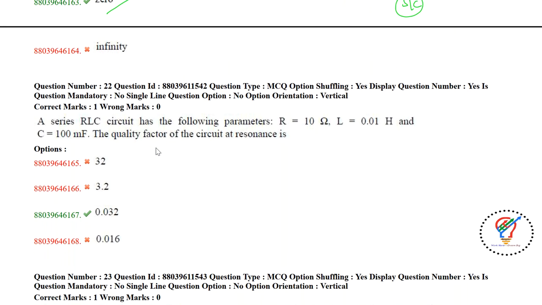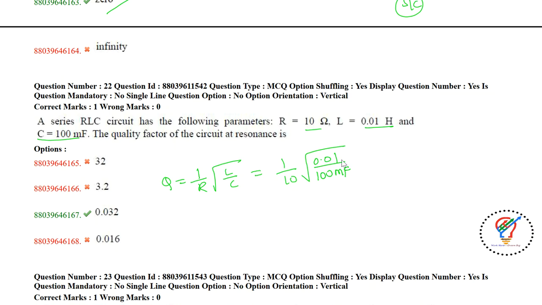Next question: a series RLC circuit has the following parameters: R is equal to 10 ohms, L is equal to 0.01 Henry, and C is 100 millifarads. Now the quality factor of the circuit at resonance is, we need to find the quality factor. You know the basic formula: Q is nothing but 1 by R into square root of L by C. Just substitute the values here. 1 by R will be 1 by 10, square root of L value 0.01 divided by C value 100 millifarad.